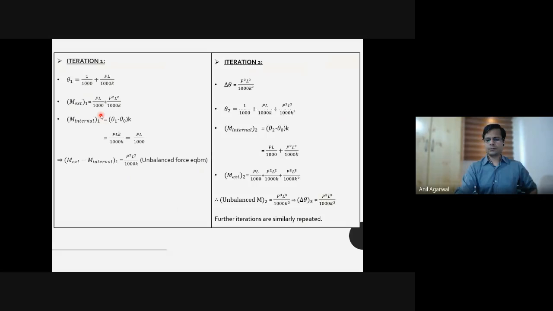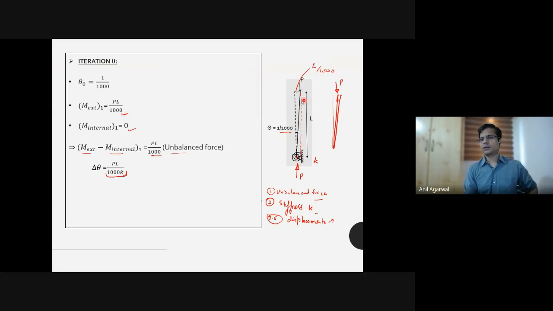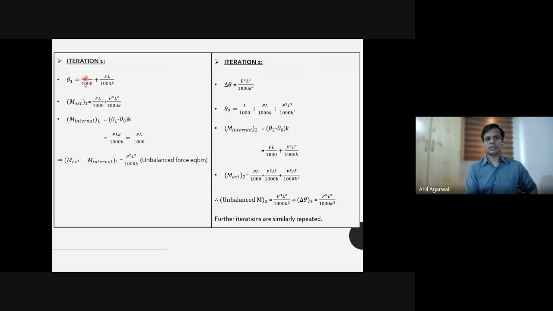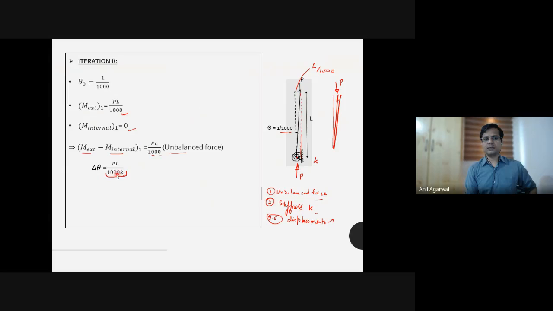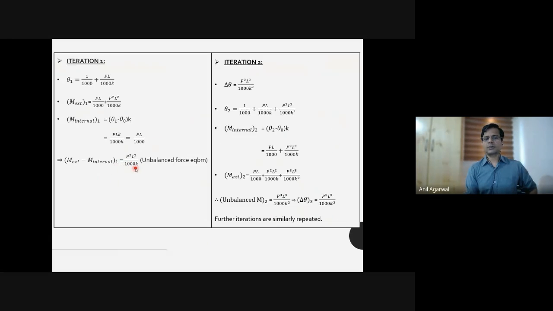The internal moment, however, is the resistance from the spring. For that, you have to deduct the theta 0 part, because when theta 0 was the displacement, there was no internal resistance. So out of theta 1, you remove theta 0, that is this part. So only PL by 1000 K, multiplied by K. That will be the internal moment, that is PL by 1000. And then there will subsequently be an unbalanced force, which is M external minus M internal, which is P square L square by 1000 K. In the previous step, sorry, unbalanced force was PL by 1000. Now it is P square L square by 1000 K.